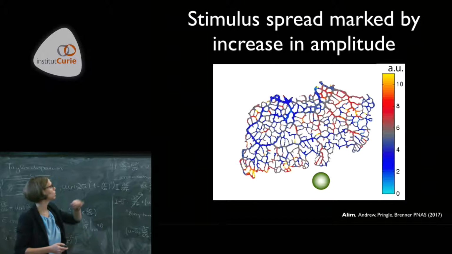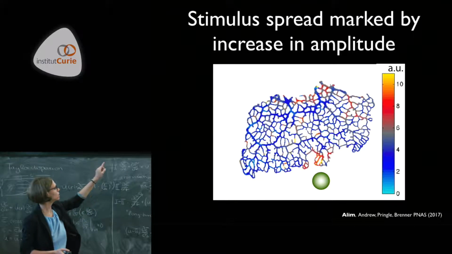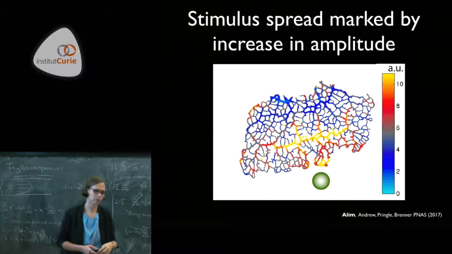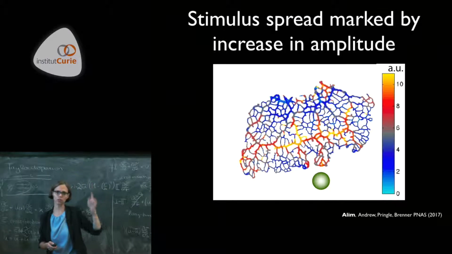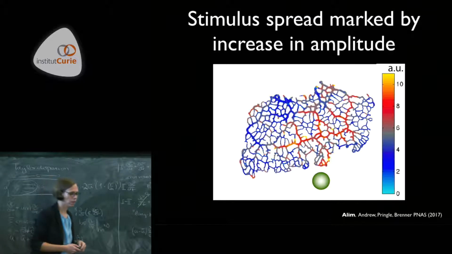And so this is now taking the data set and just mapping out the increase in amplitude after the stimulus hit. And so increase in amplitude is yellow. You see it starting there, and you see it propagating into the network. And so now you can trust me that I can go in and I can calculate the velocity.